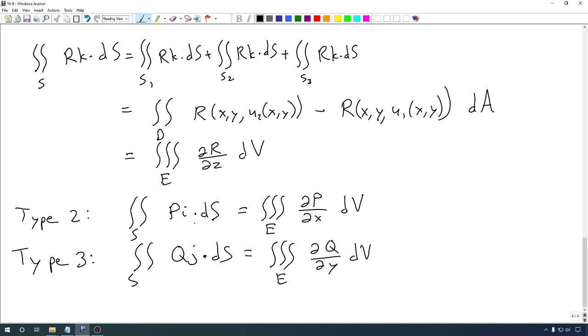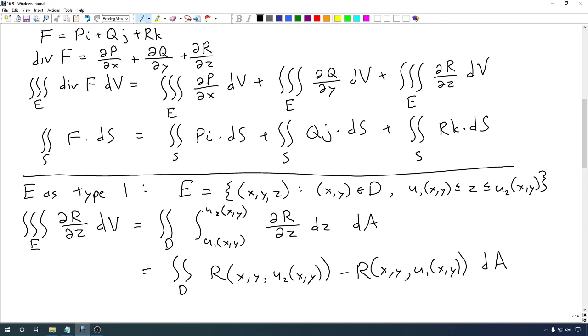And so if our region is all three types, we can easily put them together, just add them together. We go back to here. If this is equal to that, that's equal to that, and that's equal to that, then of course these two are equal, which is exactly what we wanted to prove.